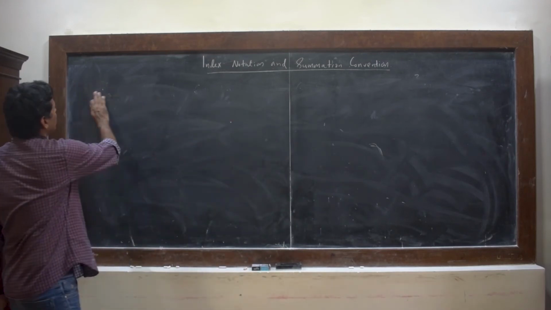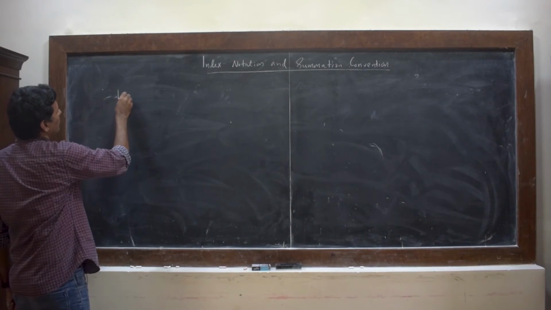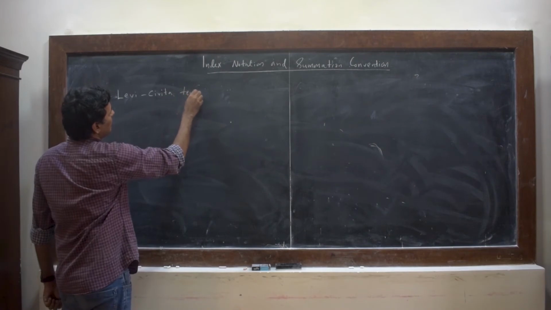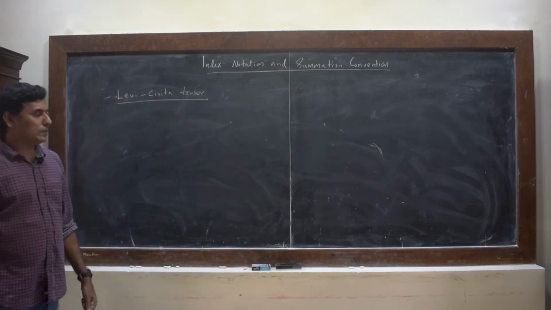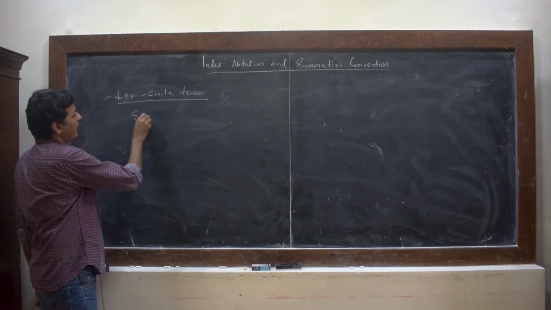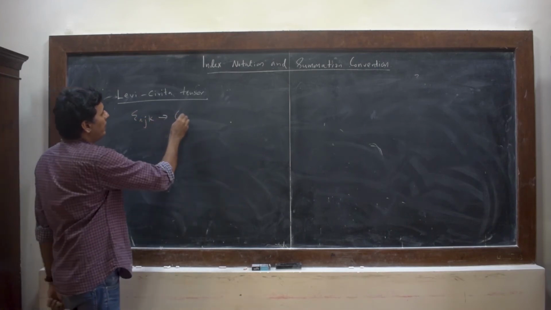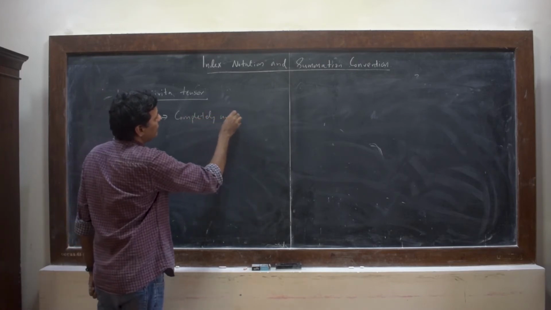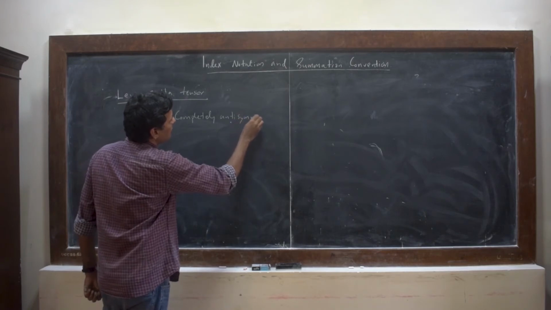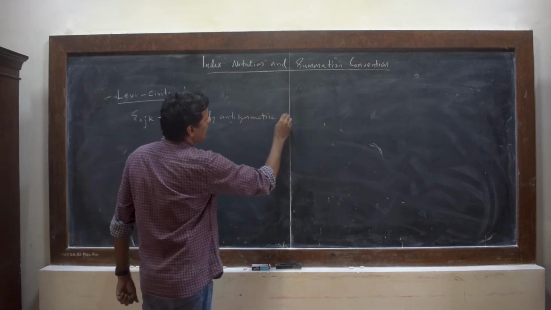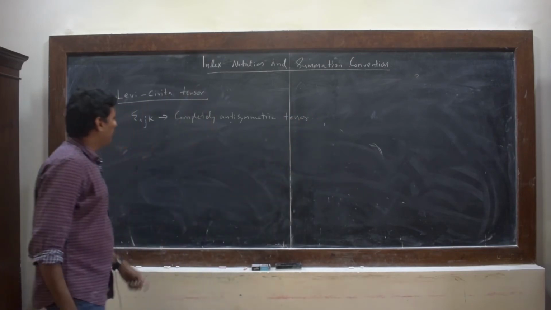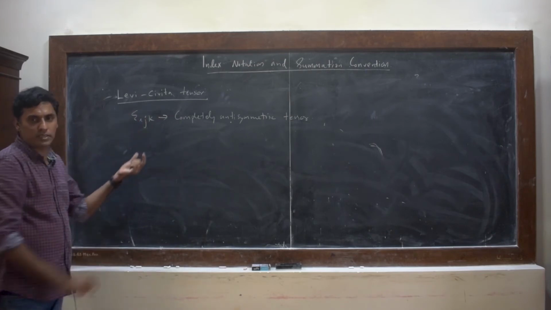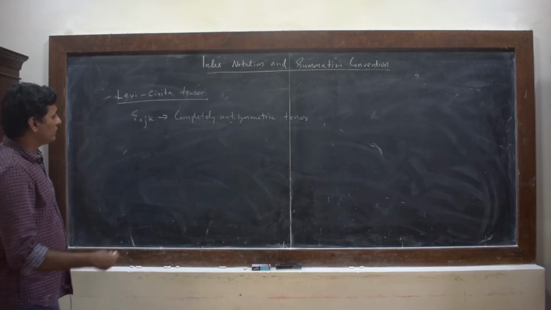Now I will introduce what is called the Levi-Civita symbol. This is denoted by epsilon ijk. This is a completely antisymmetric tensor. By completely antisymmetric, I mean that if you exchange any two indices, then you will get a minus sign.